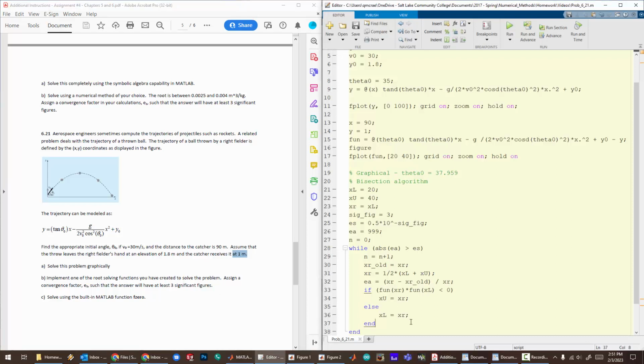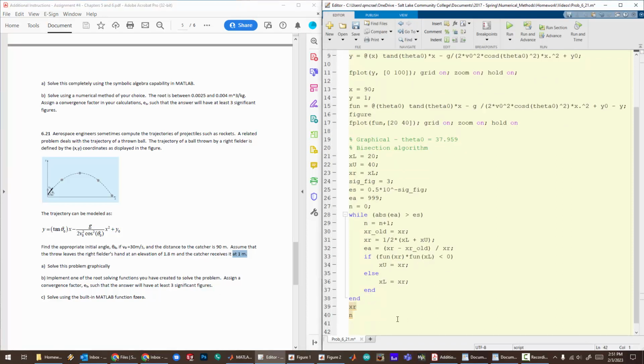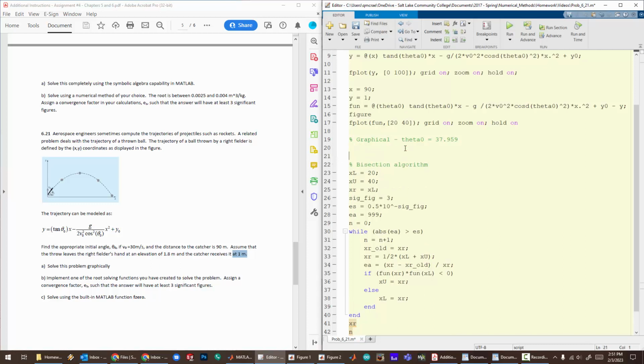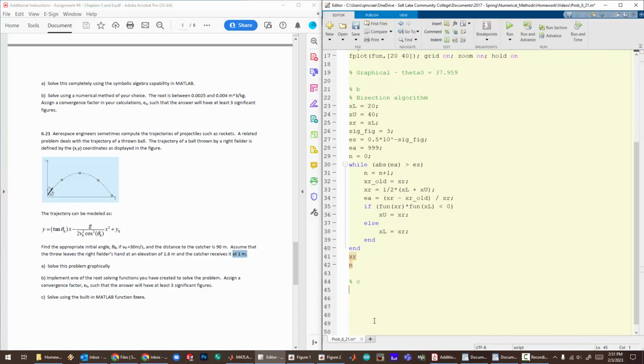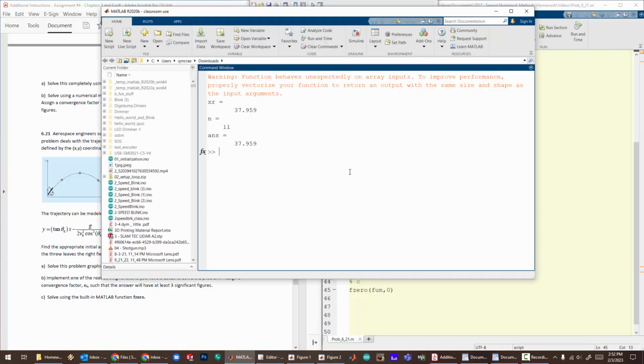So there you go. And the last part of the problem, to be fair, this is part C. So I guess this is part B. The last part of the problem is using fzero. So fzero is pretty straightforward. We're just going to do an fzero of the function and our initial guess. In this case, I'll just hit 0, why not? And run that and see what we get. And fzero also gives me the same answer.